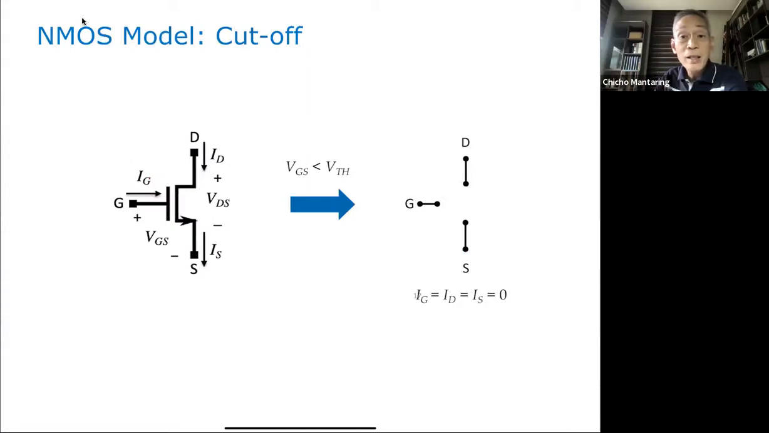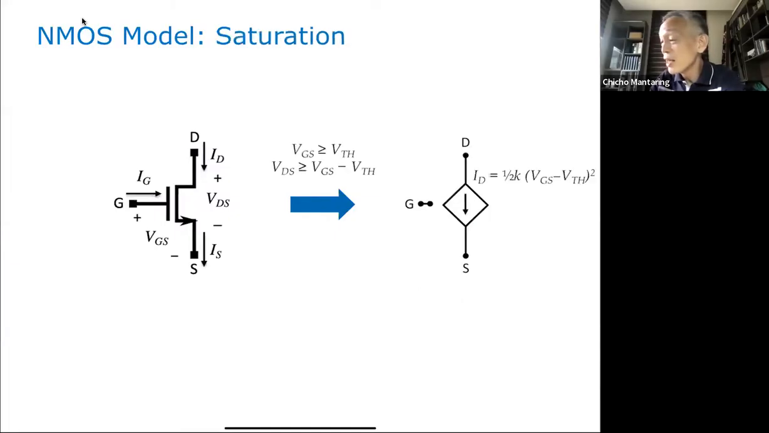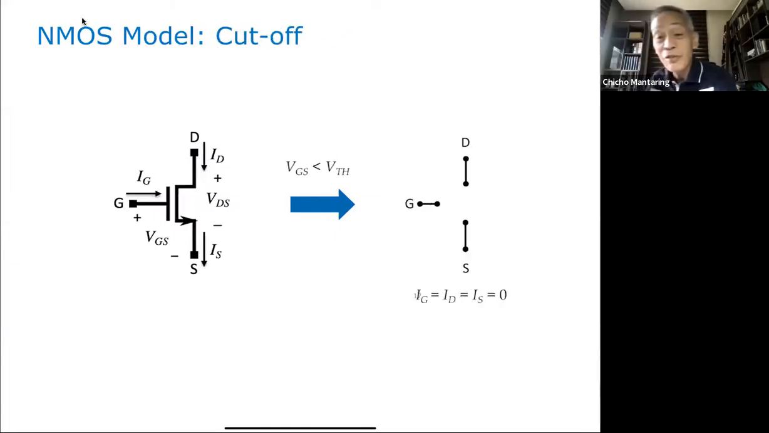Now, when VGS is less than VTH, there is no channel, or there is no inversion layer under the oxide. So you also have an open circuit between your drain and source. In effect, your transistor is just open everywhere. No? I of G, I of D, I of S, they'll all be equal to 0.